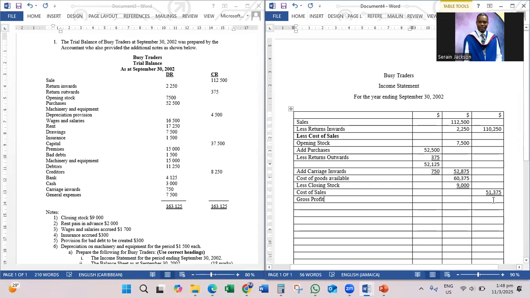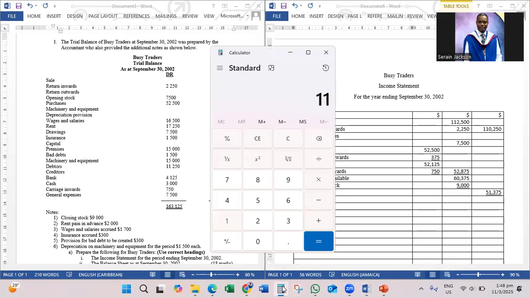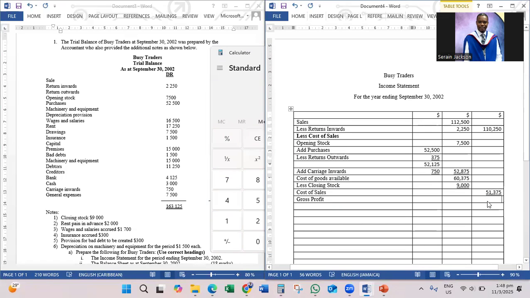So as you can see, there is really no big difference to the trading account. So you have 58,875 as the gross profit. So that's the gross profit.